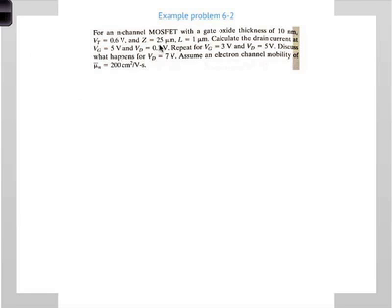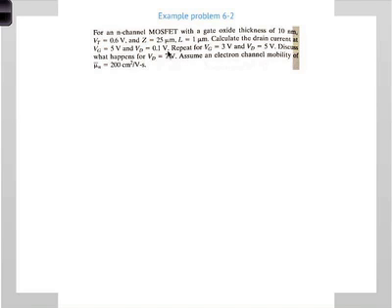The width of the channel is 25 microns. The length of the channel is 1 micron, so it's fairly big. For the sake of argument, remember I showed you some pictures where the length of the channel was like 10 nanometers. This is 1,000 nanometers. Calculate the drain current at VG equals 5 volts and VD equals 0.1 volt.